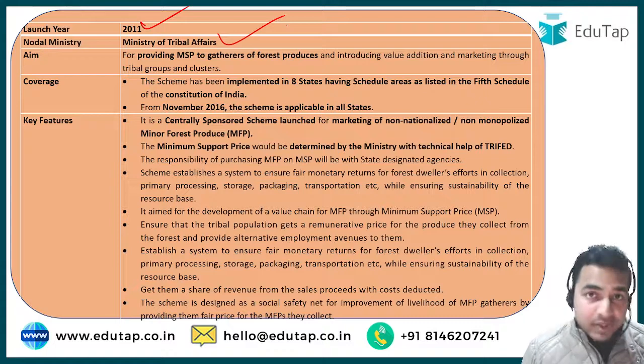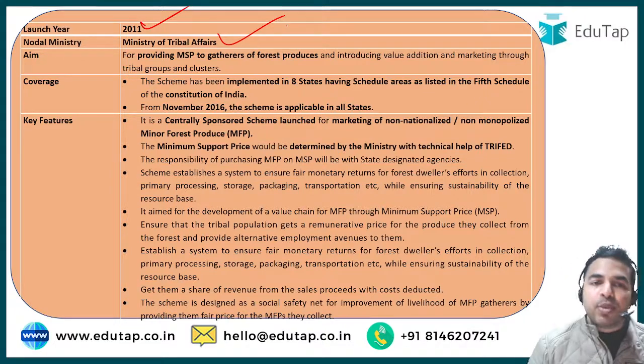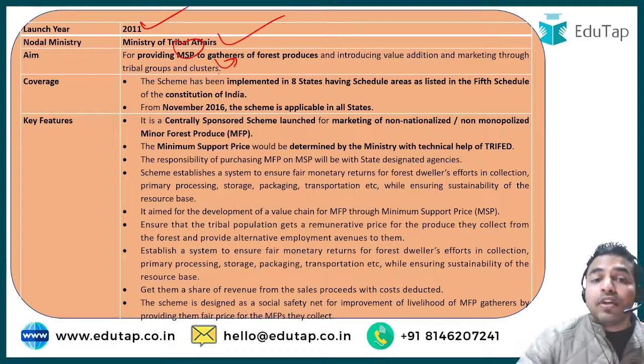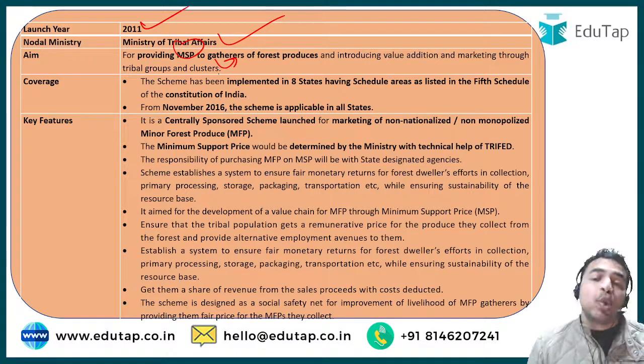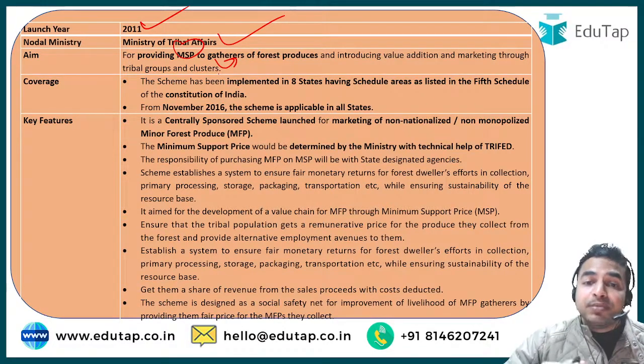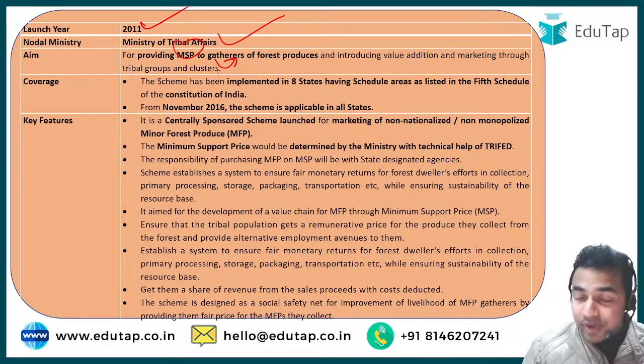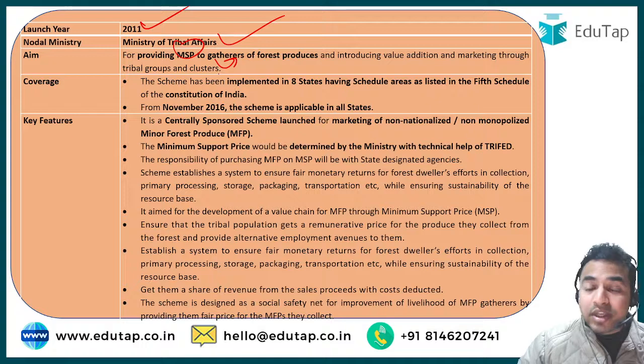And what exactly was the aim? The aim of this scheme was to provide MSP to gatherers of the forest produce and to introduce value addition and marketing through the tribal groups and clusters. See, this is really going to help these forest producers, and their development is also very important from the country's point of view.